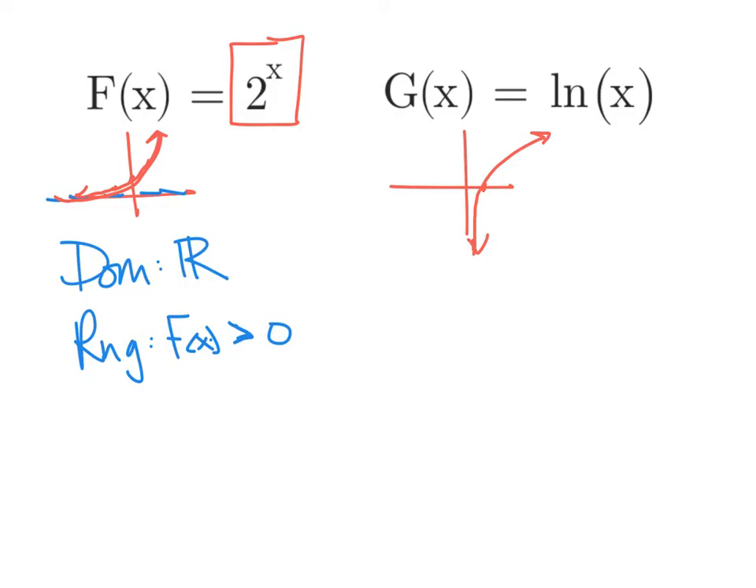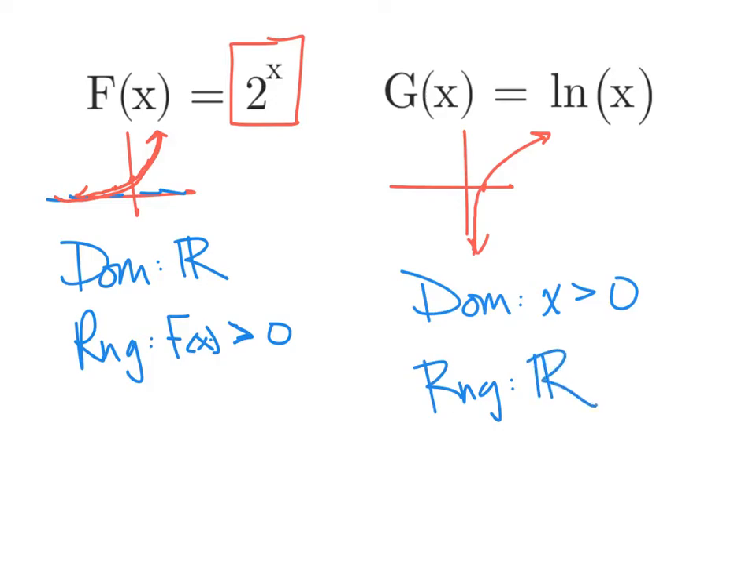And looking at domain and range now, the domain is what's going to be greater than 0, but not equal to. And when we're talking about the range, that's where we see the function can go down forever and up forever. So our range is all real numbers.